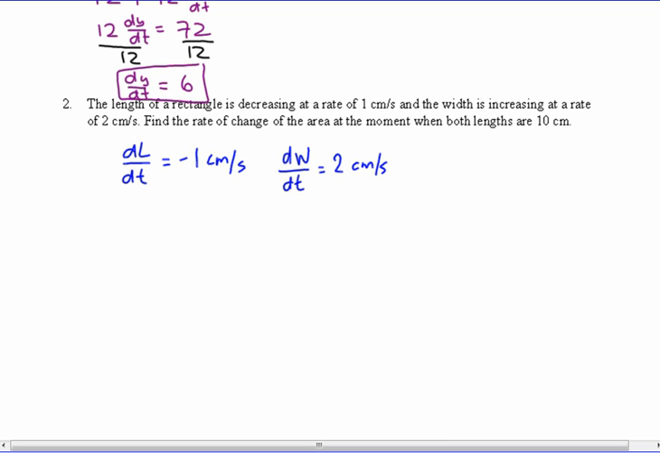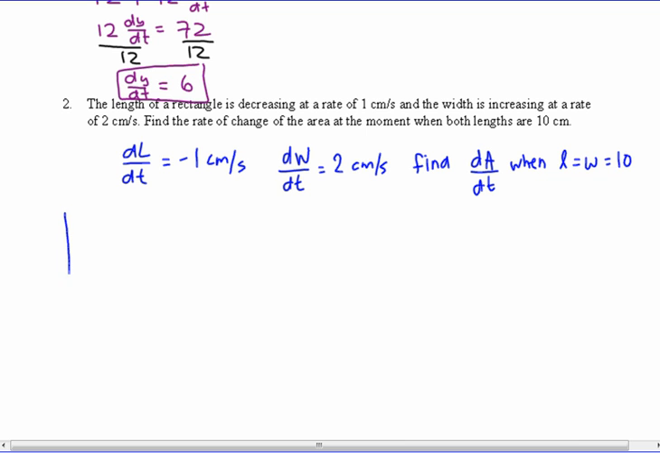Find the rate of change of the area at the moment when both lengths are 10 centimeters. So at the moment when we want to find what? Find the rate of change of the area, so that would be dA/dt. So find dA/dt when L and W equal 10.